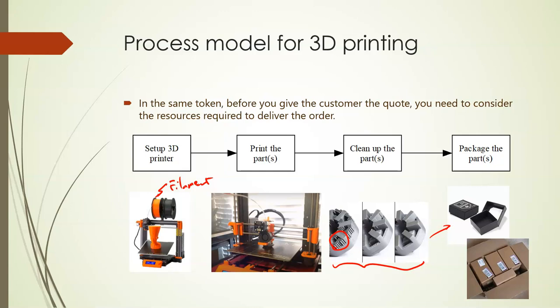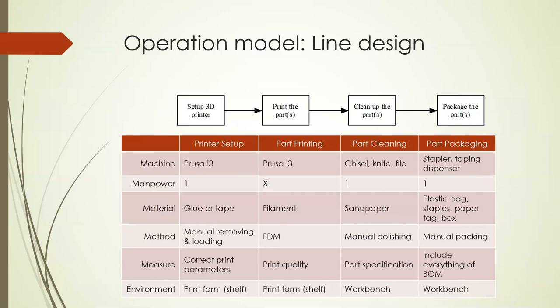So this is the process model. How about the resource, the operation models? This is what it looks like. The line is like that. But remember last week we were trying to say, how many printers are you going to use in order to produce the product? That is something you need to bear in mind. What you see over here is for a single printer.